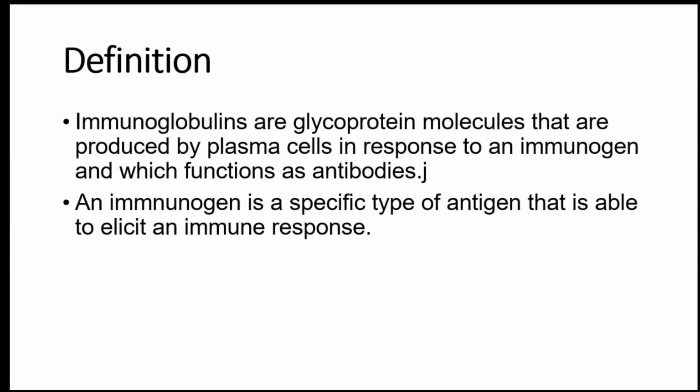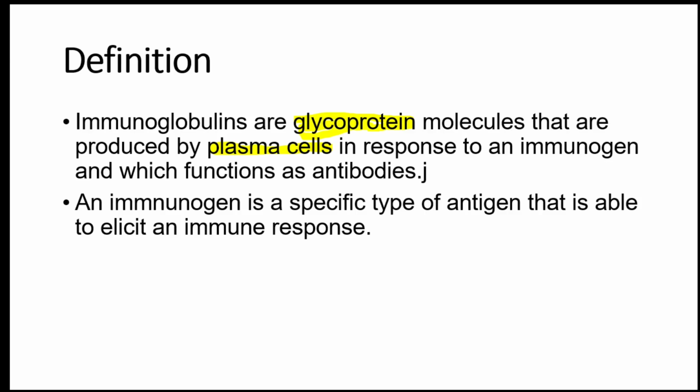So the definition: immunoglobulins are first of all glycoprotein. They are glycoprotein. This is key. They are glycoprotein molecules that are produced by plasma cells, and they are produced in response to an immunogen. An immunogen, first of all, is that specific part of antigen that is able to elicit an immune response.